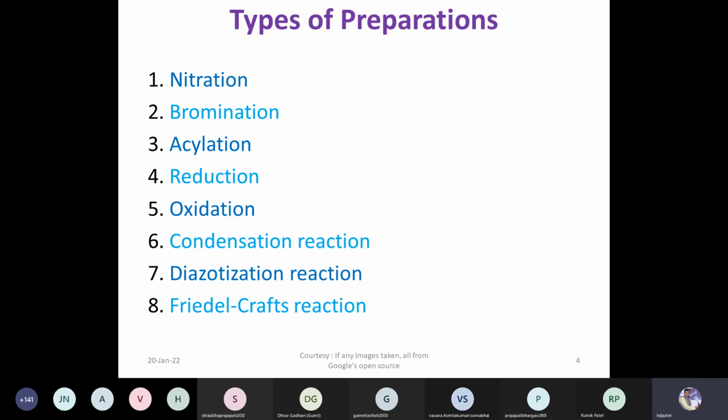Now, types of preparation. As per the syllabus of MSc semester 1: nitration, bromination, acylation, reduction, oxidation, condensation, diazotization, Friedel-Crafts reaction. So these types of reactions, or types of preparation, are there. In each, either one or two preparations are there. Means in nitration, 2 preparations, bromination, 2 preparations, acylation, maybe 1 preparation, likewise. So in total, about 15 or 16 practicals are there.